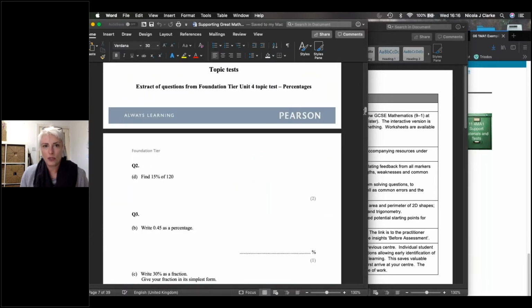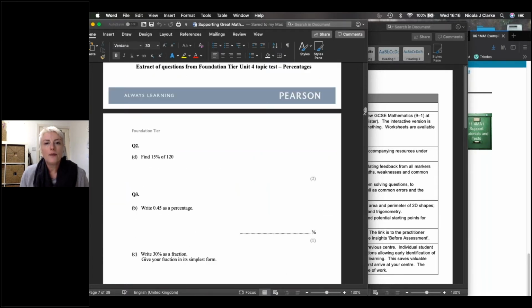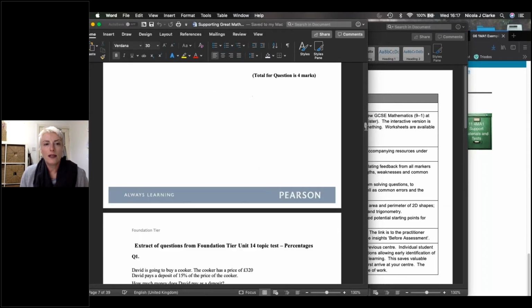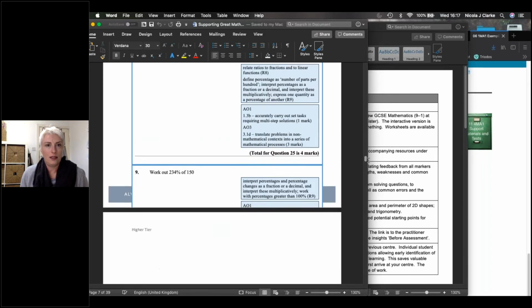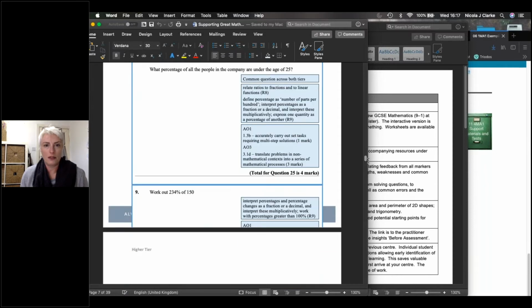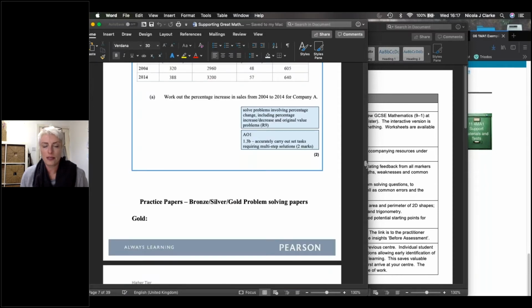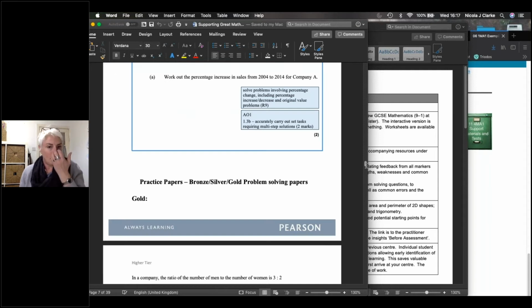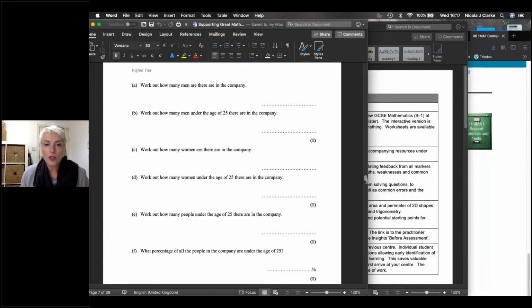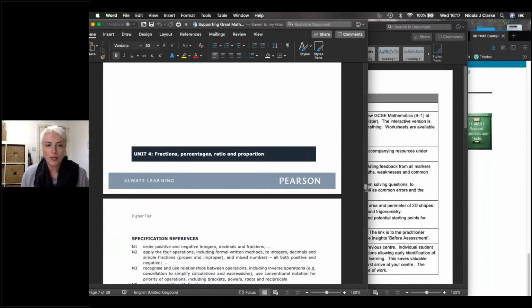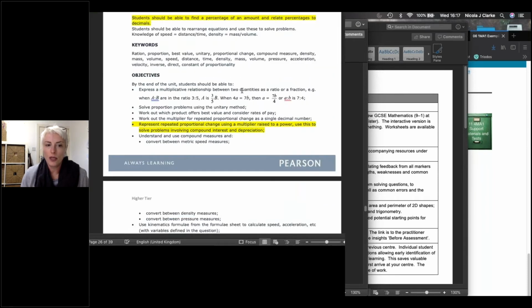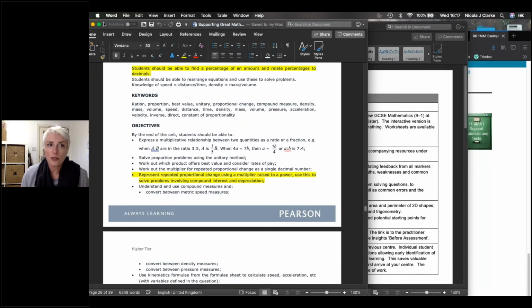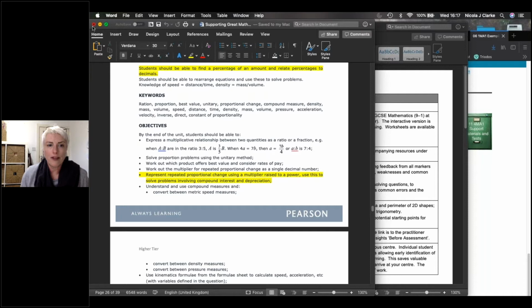topic tests, which I'll talk a bit more about later. Those are included for that. There's some extracts, and then some detailed assessment objective information. And we'll talk a little bit about bronze, silver and gold in a moment as well, in terms of problem solving. So it's all applied here. So those are really helpful, in terms of, we know we need to look at percentages, so that's quite detailed and freely available.